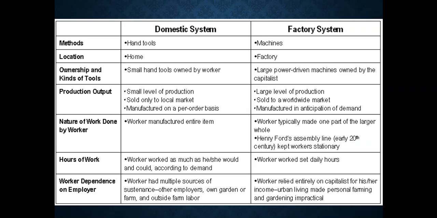Now, you have here the domestic system, in this image, which is everything that was done at home and how it was done. And then you have the factory system. I'm not going to go over everything right here. You can pause the video and look at the differences between the domestic system and the factory system, and you're going to see that the factory system was way more powerful in terms of production than the domestic system.